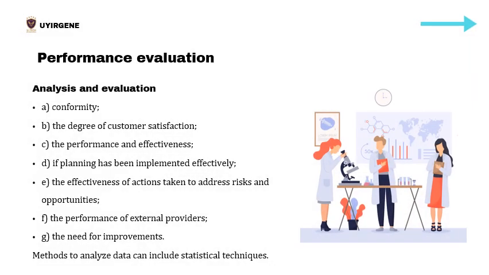Analysis and evaluation. The organization shall analyze and evaluate appropriate data and information arising from monitoring and measurement. The results of analysis shall be used to evaluate conformity of products and services, the degree of customer satisfaction, the performance and effectiveness of the quality management system, if planning has been implemented effectively, the effectiveness of actions taken to address risks and opportunities, the performance of external providers, the need for improvements to the quality management system. Methods to analyze data can include statistical techniques.